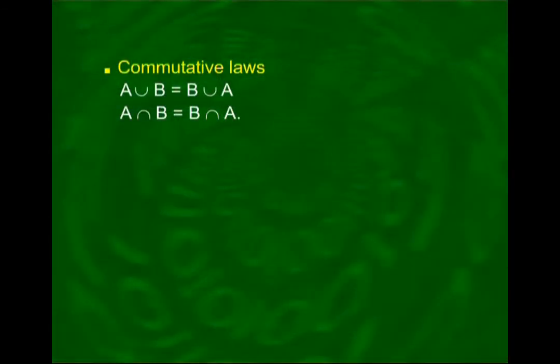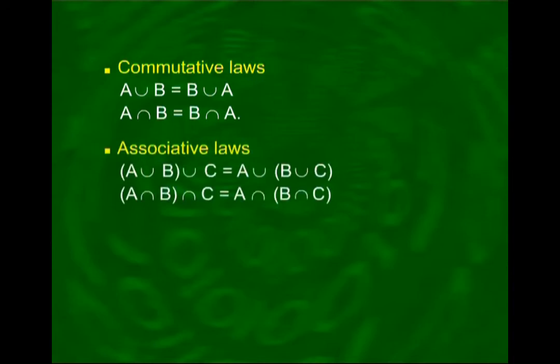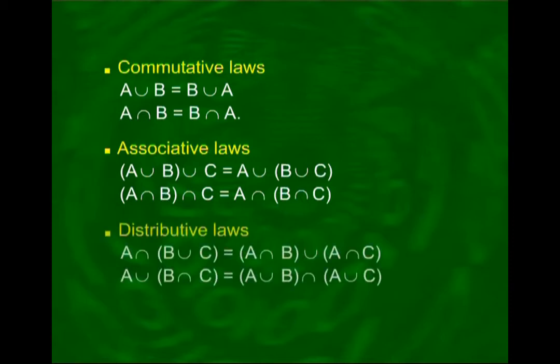The next law is the associative law and it states that A union B union C is the same thing as A union B union C, and similarly for intersection. The distributive law is given by A intersection B union C is equal to A intersection B union A intersection C. Also, A union B intersection C is equal to A union B intersection A union C.